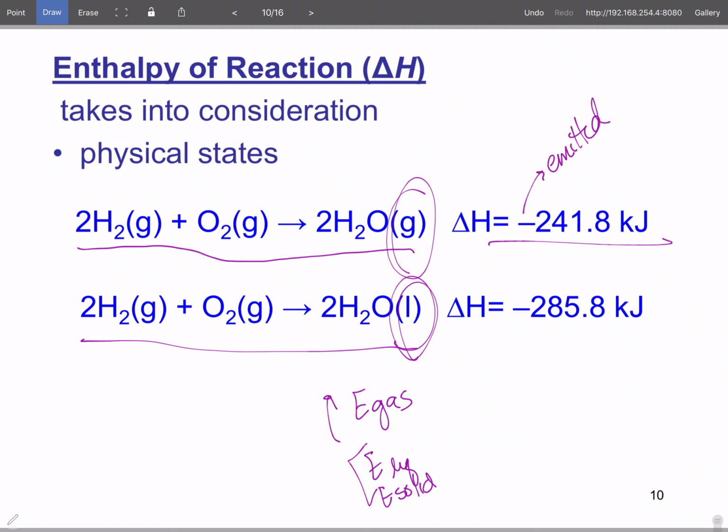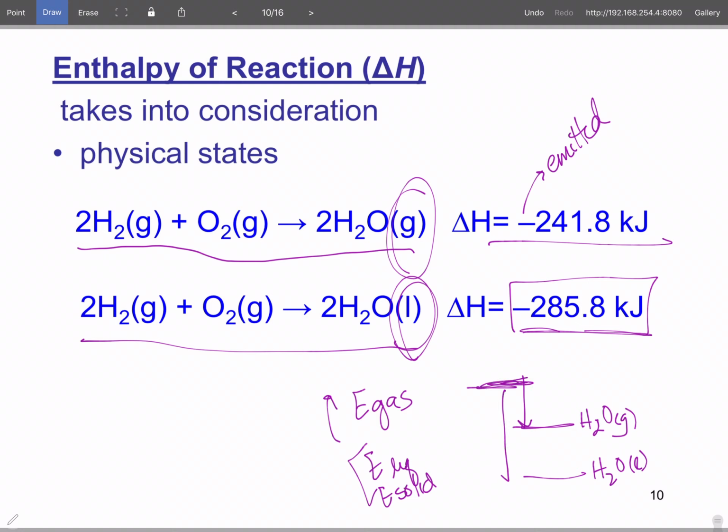But if you take it all down to liquid, then you're going to give up more energy, because what you're doing is starting here. This may be water as a gas, and this is water as a liquid. So what you're looking at is that the amount of energy drops from the reactants to here, and here if it's a liquid. So it drops to a lower position. So when we look at enthalpies of reaction, we have to worry about what state it's in.